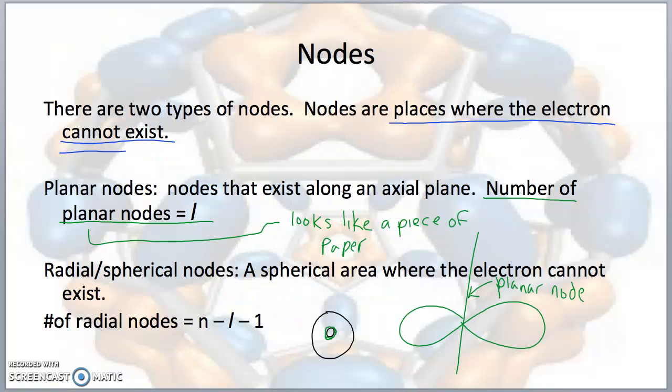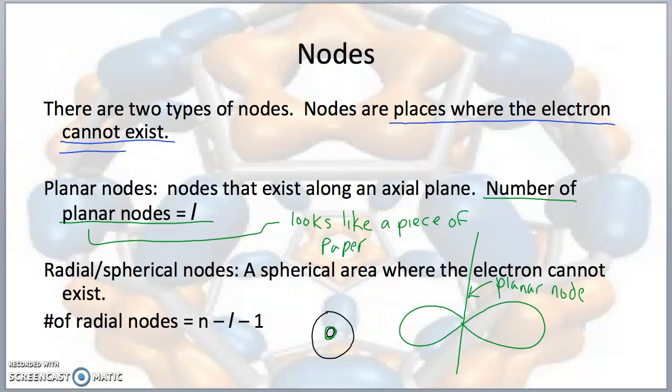The final topic for Chapter 6 is the term node. A node is a region where electrons do not exist. This evolves from the wave nature of an electron and is described in greater detail in your textbook. What I want to focus in on is the 2 types of nodes, which are spherical and planar, and some simple formulas for determining the number of nodes.